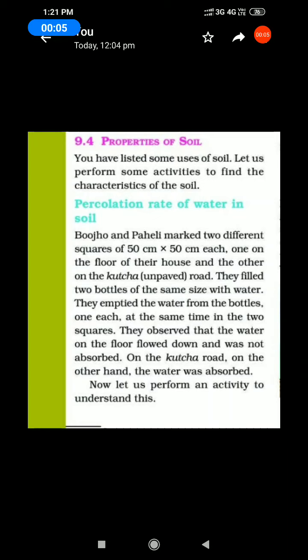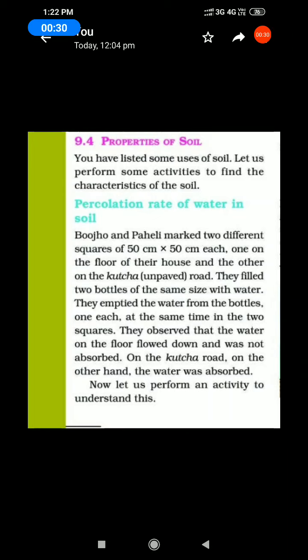Now we are going to discuss chapter 9, Soil, the topic properties of soil. Just recall the previous portion. Okay, listen. Soil. What is soil? Soil is one of the most important natural resources. Okay, next.